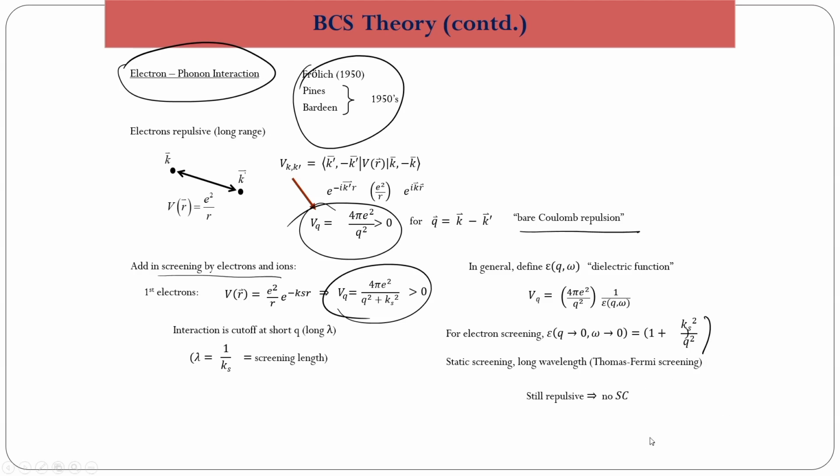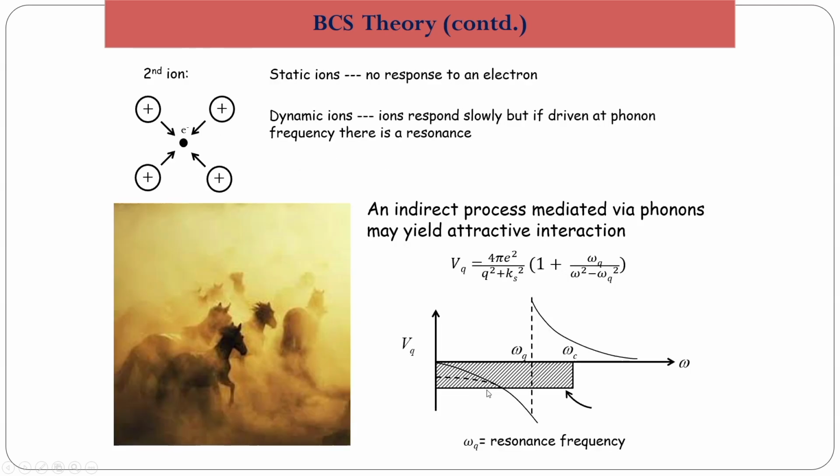We are still in the repulsive regime, there is no superconductivity, and now consider an indirect process mediated by phonons, that is, between the electrons. I do not go into details. Once again, I refer to my course on superconductivity where I discuss the origin of this attractive interaction.